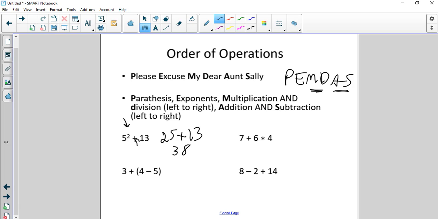Now what do I have going on here? I have addition and I have multiplication. Okay? We don't do 13 times 4. We're going to do 7 plus, because this addition comes after multiplication. 6 times 4 is 24. And 24 plus 7 is 31.